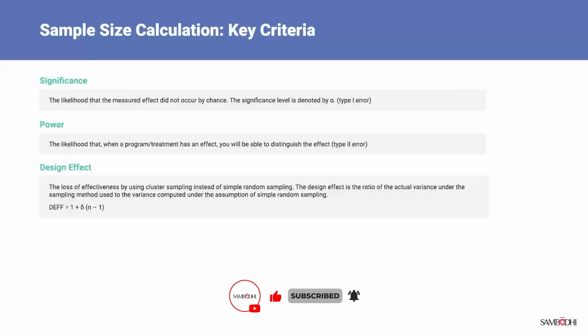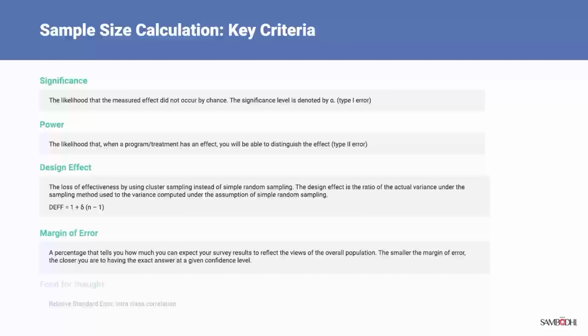The design effect is the ratio of the actual variance under the sampling method used to the variance computed under the assumption of simple random sampling. The formula on screen denotes the design effect. Then we have the margin of error, a percentage that tells you how much you can expect your survey results to reflect the views of the overall population. The smaller the margin of error, the closer you are to having the exact answer at a given confidence level.